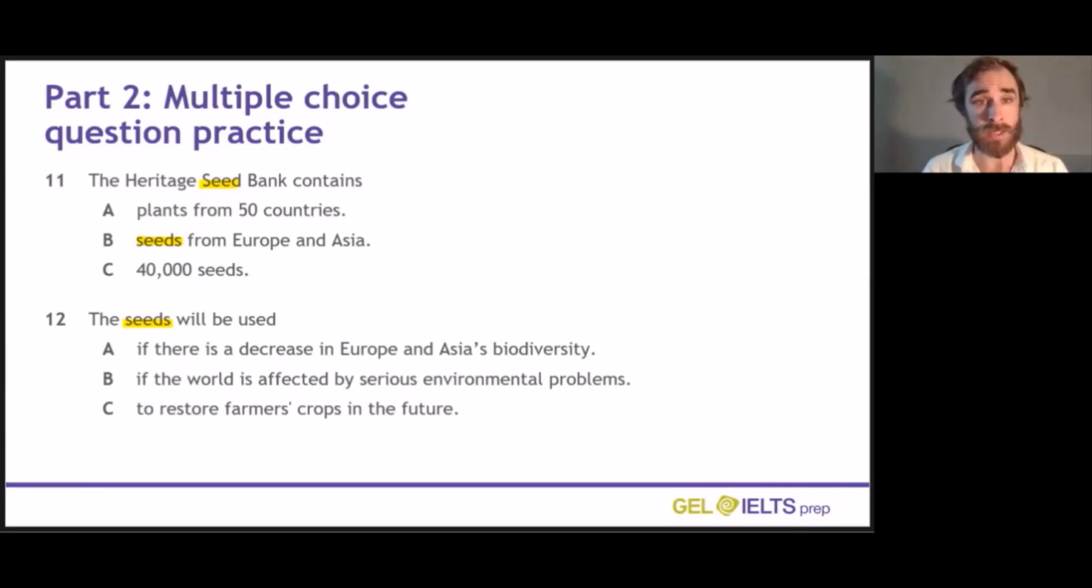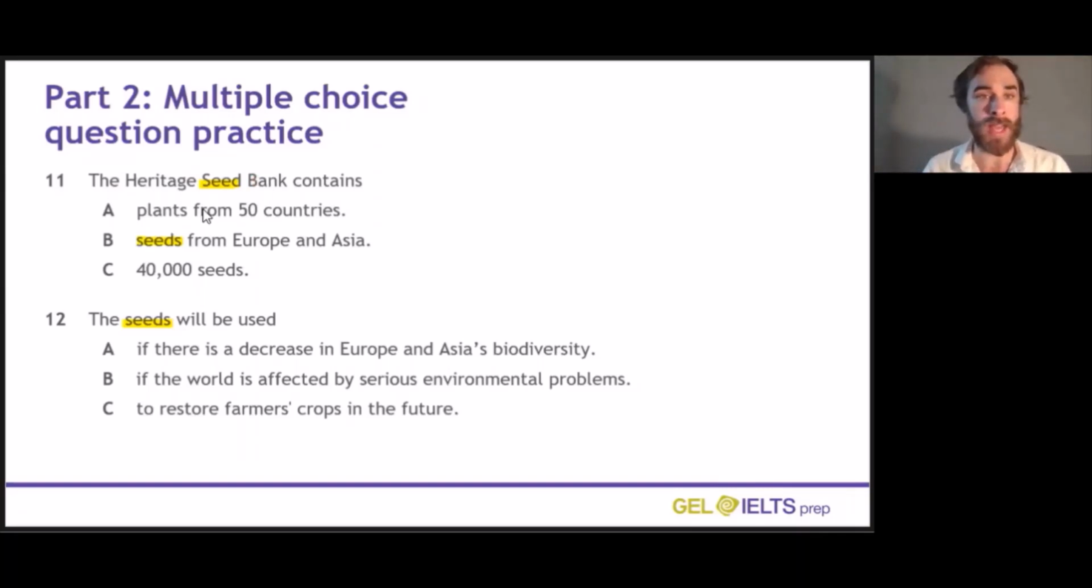Question 11 starts with the phrase heritage seed bank. Now, what you may notice about this is that it has capital letters. This tells us it's a proper noun. Maybe it's an important organization, a location, something like this. This is useful because proper nouns do not change. We can't paraphrase them. So in the listening recording, we can expect to hear the phrase heritage seed bank.